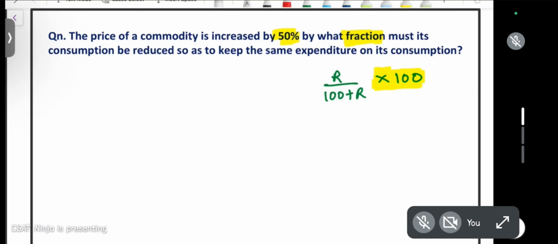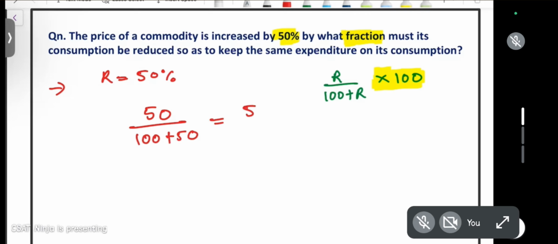So R is nothing but 50% here. Let's apply the formula: 50 divided by 100 plus 50, which is nothing but 50 divided by 150. 50 ones are 50, 50 threes are 150. So it is 1 by 3. So the reduction in consumption in terms of fraction is 1 by 3.